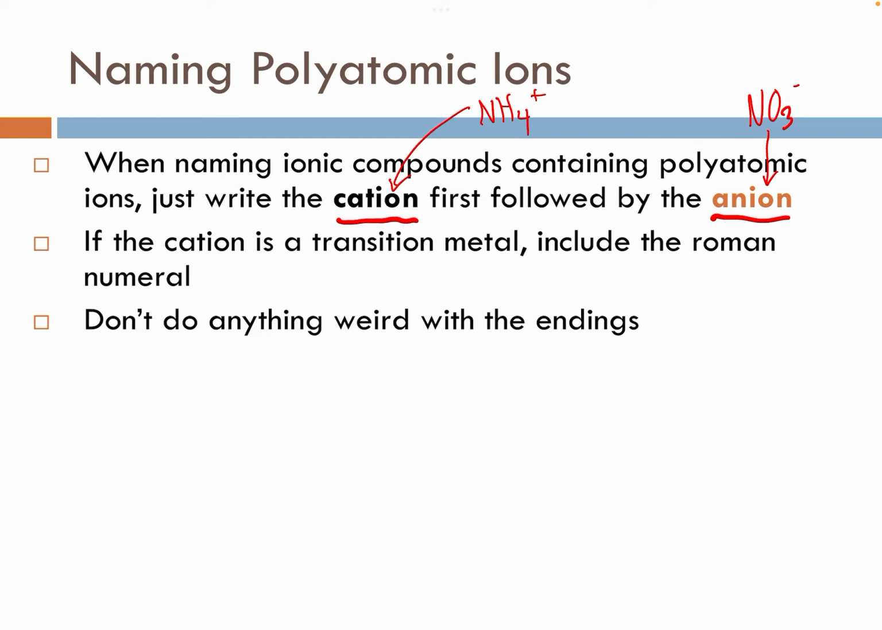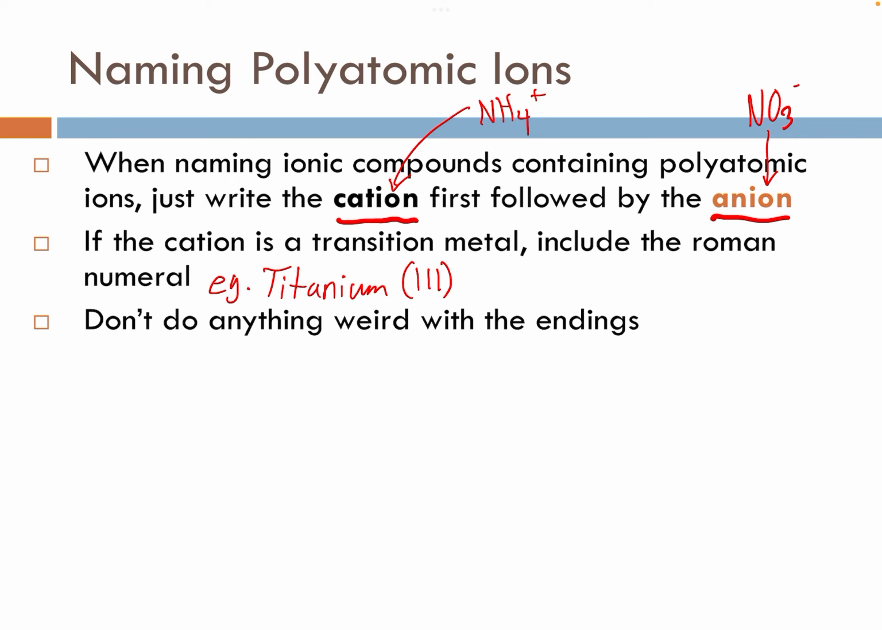So if you have somebody like titanium, you would need to indicate whether you're talking about titanium 3 or maybe titanium 4. So those transition metals that have different charges, you're going to use the Roman numeral to indicate that. So that's an example. The only difference between naming a polyatomic compound and an ionic compound is you don't have to do anything weird with the endings, and that actually makes polyatomic compounds easier than ionic compounds.